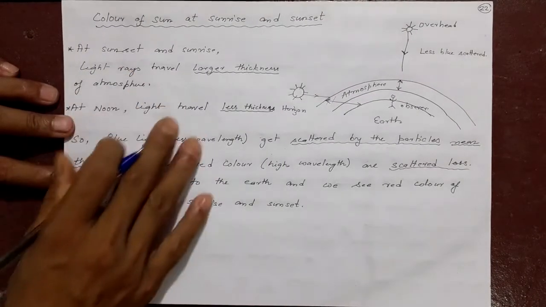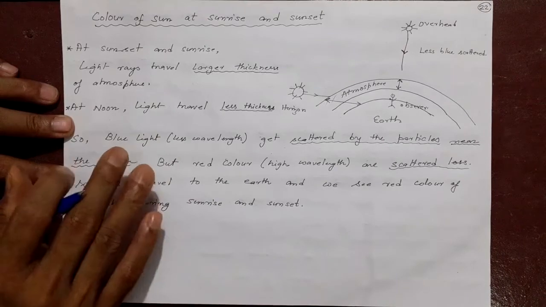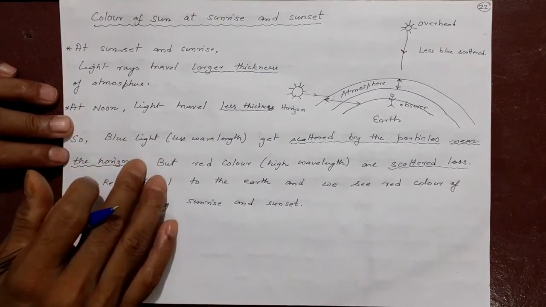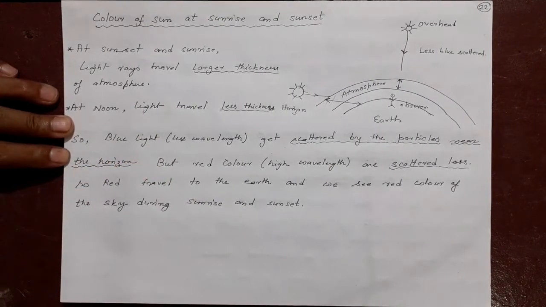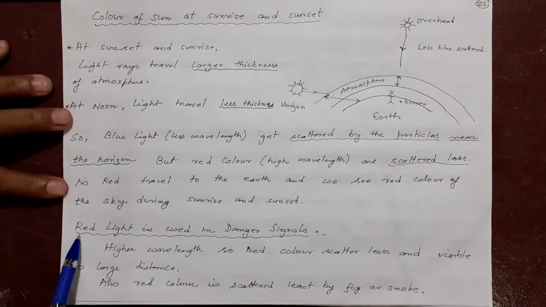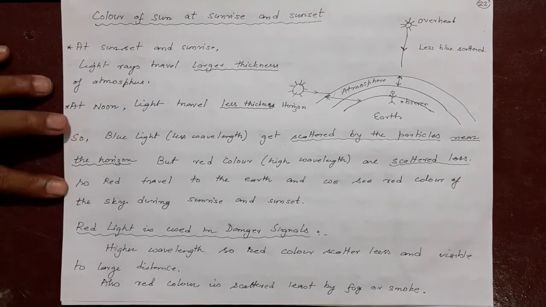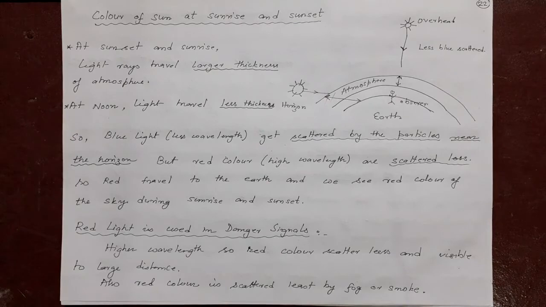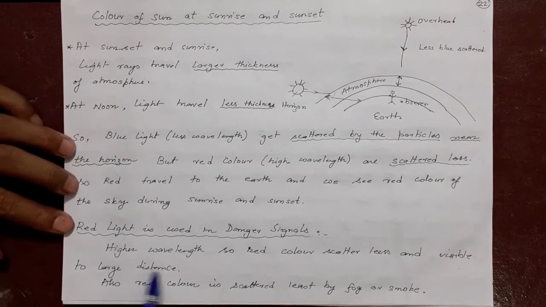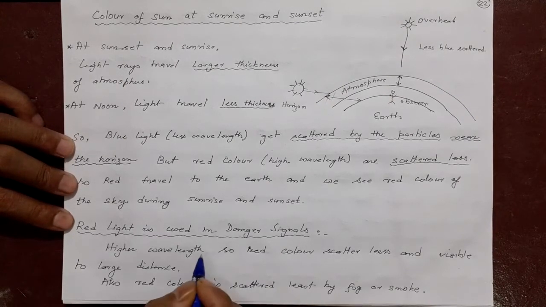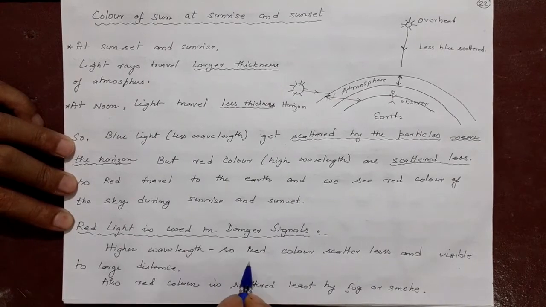If you think you have understood this, you can see other YouTube videos also to understand this with the diagram, which is easy to understand. Okay, this part, red light is used in danger signals also. This is also one of the applications of scattering. Why? Let us see. Higher wavelength of the red light, red color.